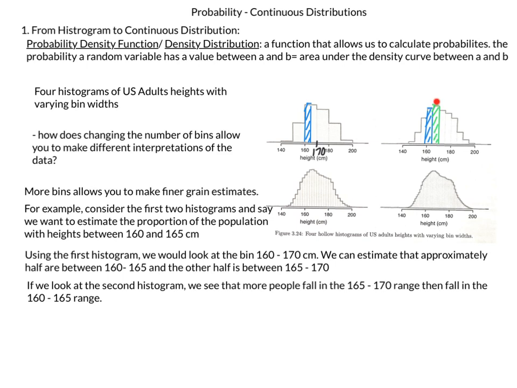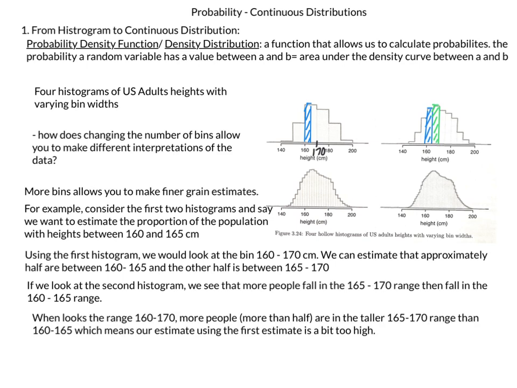So if there are more people in this range, that means when we look at the entire range, 160 to 170, more of the people are in the taller range. So more than half of the people will be in the taller range, meaning that when we estimated 160 to 165, it's probably a little bit of an overestimate because this height range does not split up evenly. It splits up so that more people are in this green range, the 165 to 170. So that means our first histogram overestimated the percentage of the population between 160 to 165.